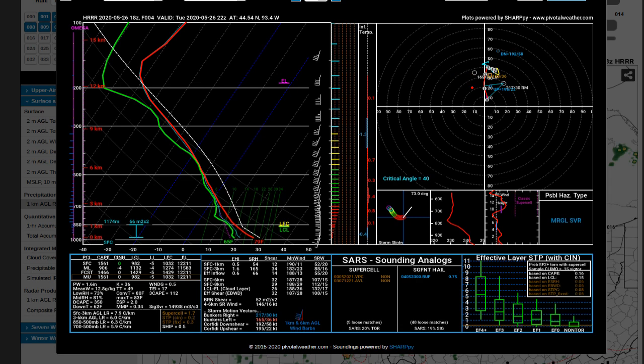And just a small bit of storm organization here. Bulk shear is about 25 to 30 knots there, and just a minuscule SRH there. So that's given us about 50 to 100. Not great, but looks like moderate CAPE there, 1,000 to 1,500, so nothing to write home about.